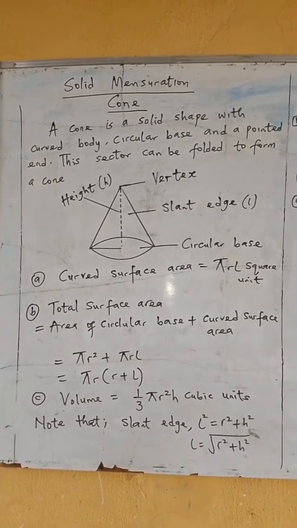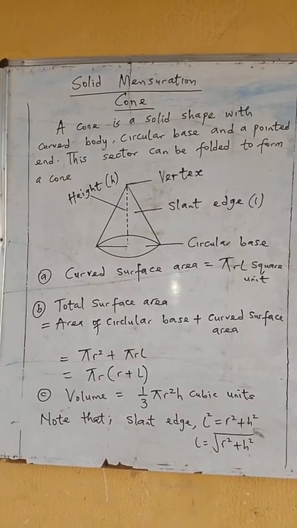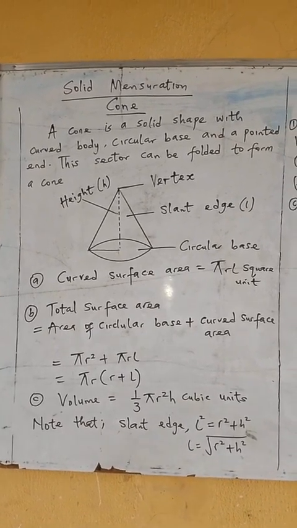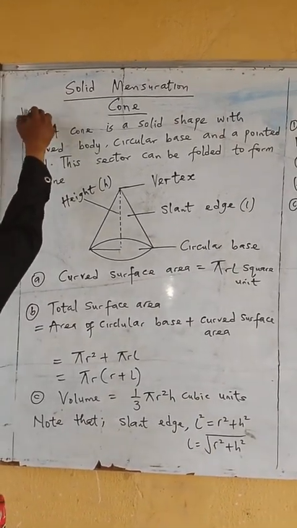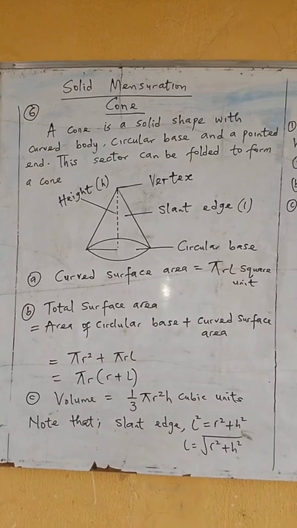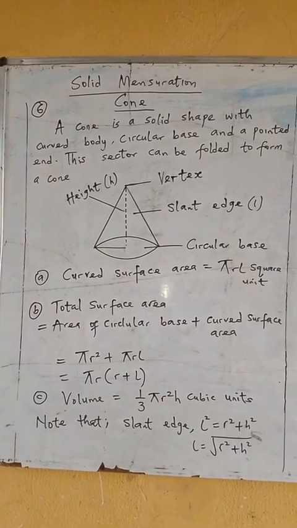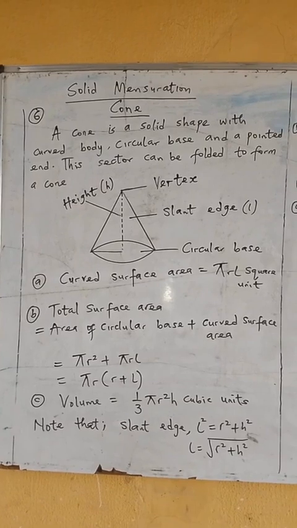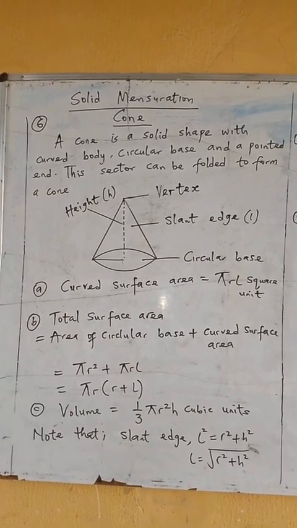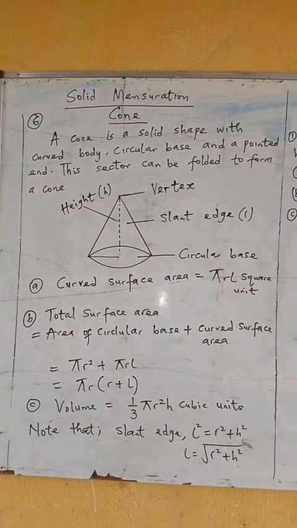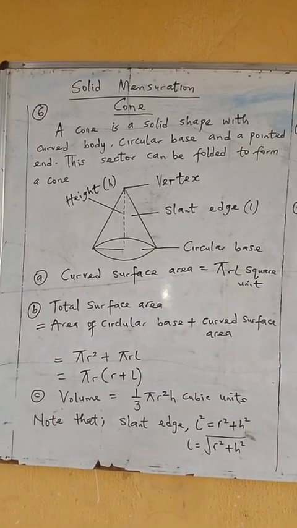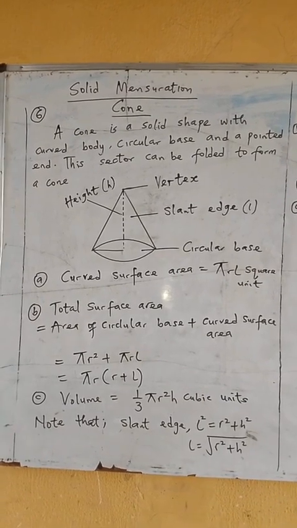Today's topic is cone. I want to encourage you to watch my previous videos on solid shapes, where I explain and solve relevant examples on a cube, a cuboid, a sphere, a cylinder, and likewise a hemisphere. So today's topic is cone. What is a cone? How can I identify a cone? What are the properties of a cone?